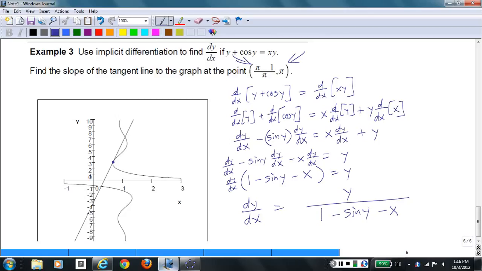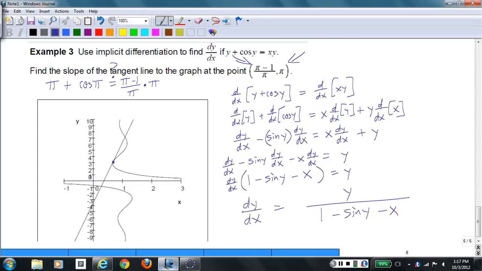So if I substitute pi for y, and pi minus 1 quantity over pi for x, I just want to confirm that it's a true statement and not something I just made up. I did make it up, but I think it's also true. Pi plus cosine pi equals maybe pi minus 1 over pi times pi. True or false? I'm not going to erase the question mark because it's still an open question.